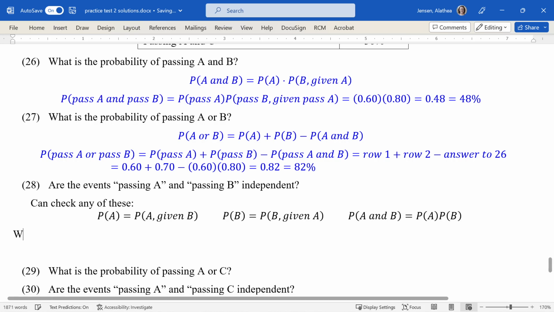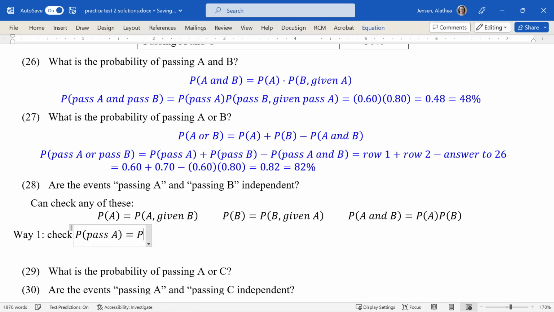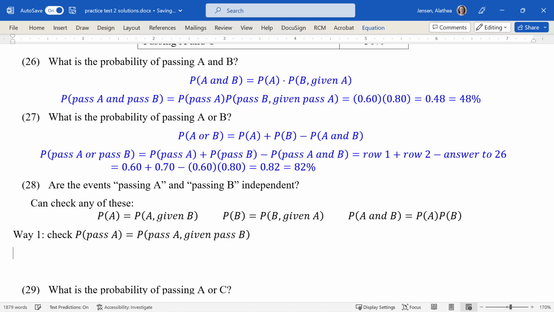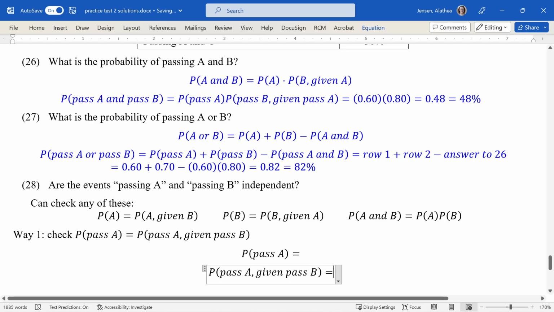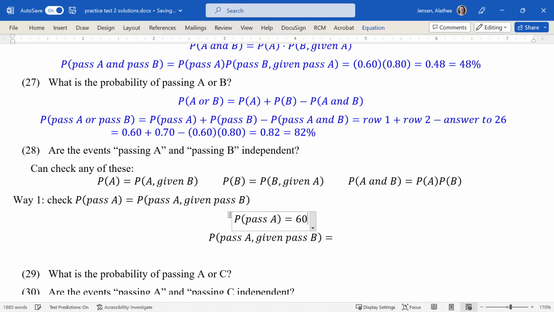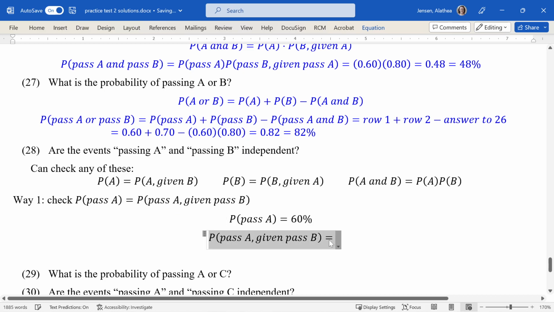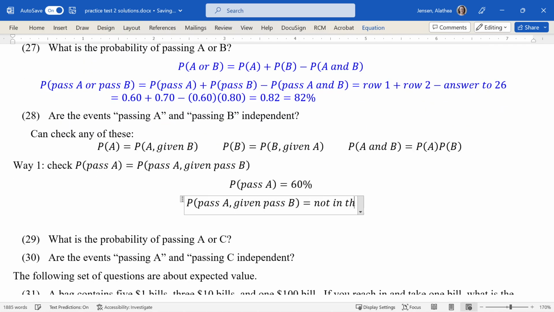All right, let's try doing it the first way. So way 1, we're going to check if probability of passing A is equal to probability of passing A given that we passed B. I'm going to calculate the left side and the right side one by one, and then compare them and see if they're equal. I actually don't know, was this number given? Let's check. I know pass A was given, that's 60%. But pass A given pass B, I don't think that was given. Yeah, that was not given. So we can't do it with way 1. But that's fun because we still have 2 more ways.